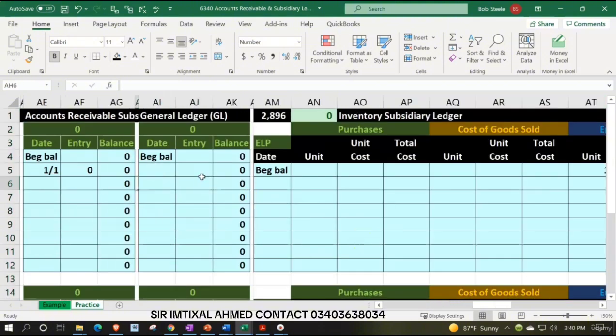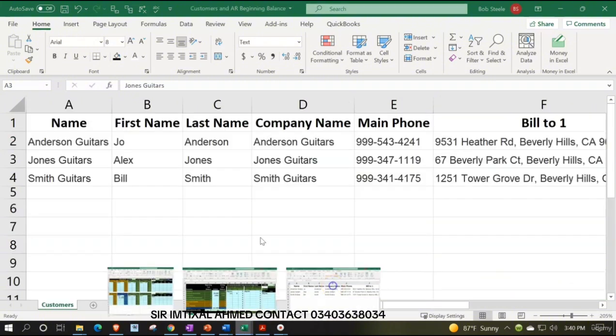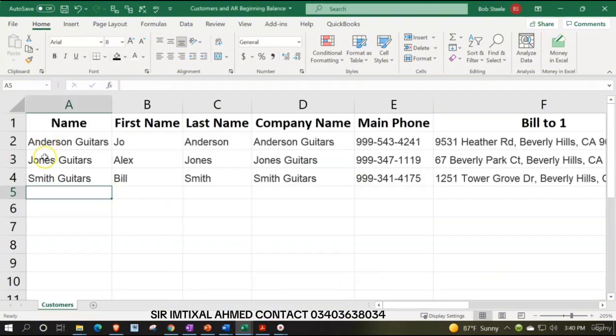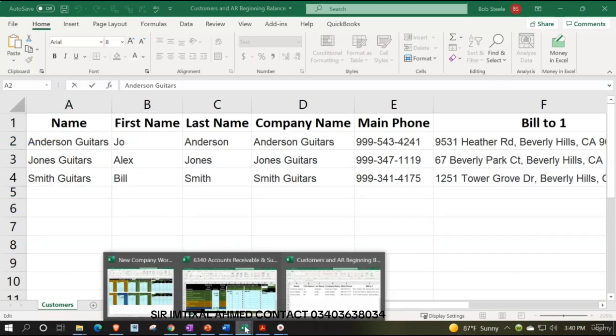So now we've got our accounts receivable right next to the subsidiary ledger. And then I'm just going to name these items compared to the name that we have here. So here's our 4 customers: Anderson, Jones, and Smith. So I'm going to try to just copy these. You'll have to type them, but I'm going to copy them.